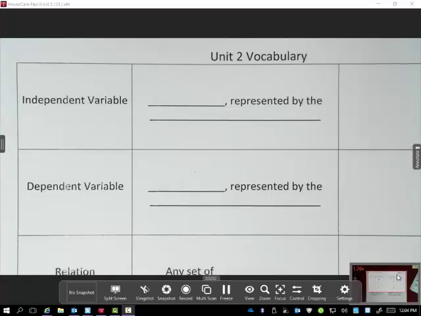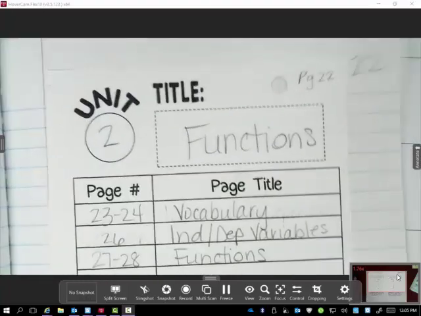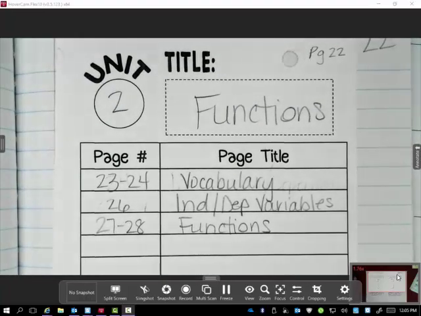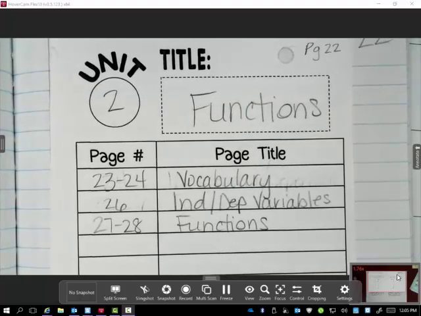All right, so this is our notes, our vocab for Unit 2. We did just fill in our table of contents for this unit that we are starting, and so that looks like this. If you need to write that down while watching the podcast, please pause it now and do so, and then start it back up when you're ready.